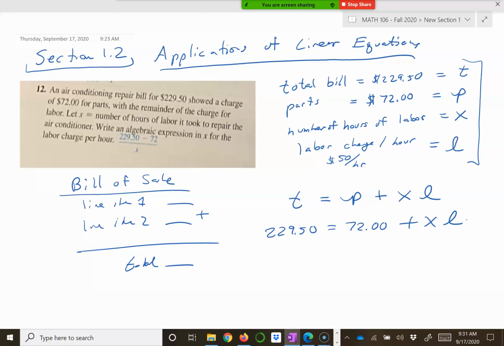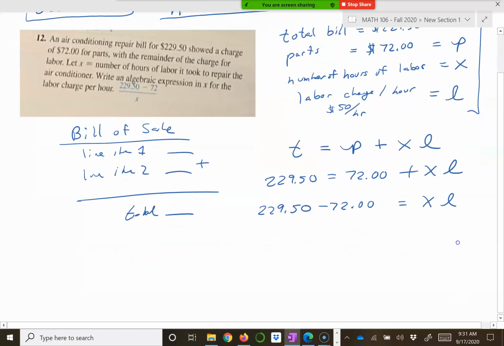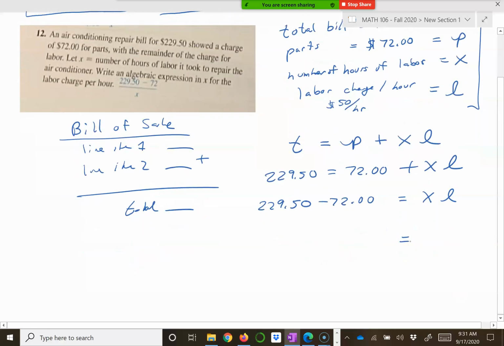So we're going to do 229.50, and I'm going to subtract 72 from the right side, equals X times L. And then I'm going to solve for L by dividing by X. So you get 229.50. I'm not sure why they don't actually do this subtraction, but there you go. And then divided by X.